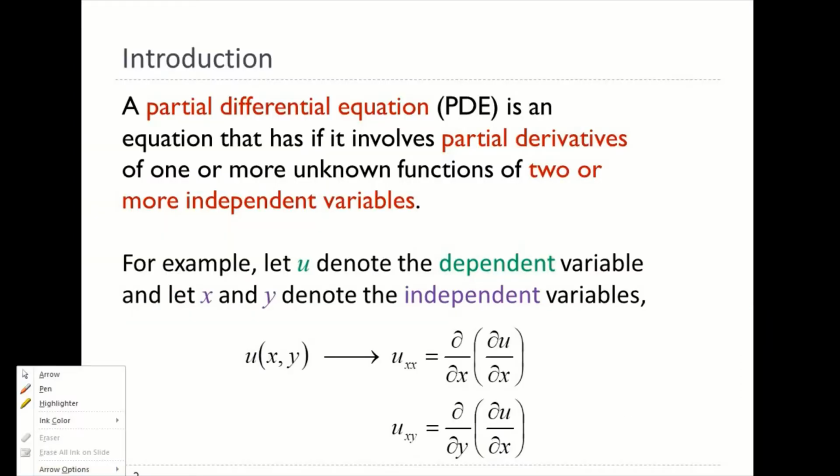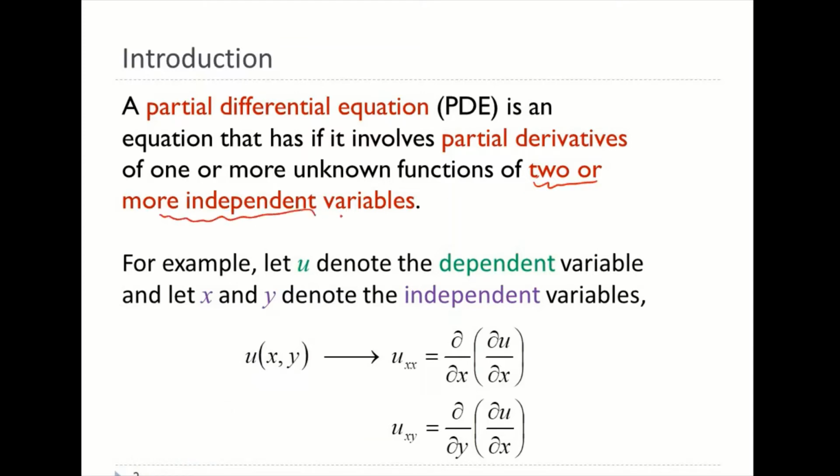What is a PDE? A PDE has two or more independent variables, unlike an ODE, which has one independent variable. We can write a PDE as an equation, for example, with u denoting the dependent variable, while the subscript x refers to the independent variable.